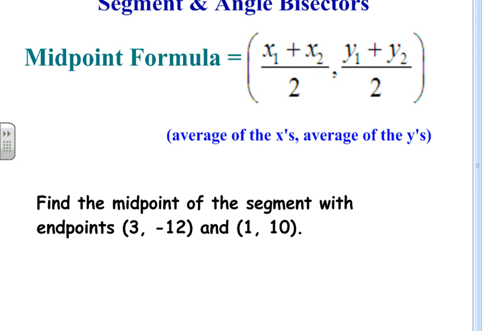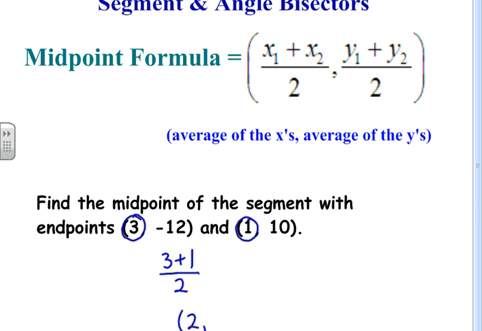So let's do an example together. You might want to hit pause now and see if you can do it on your own, and then come back and check your work. So if we were going to find the midpoint of a segment with these two endpoints, we need to find the average of the x-coordinates. So to find the average of two things, we add them together and divide by 2. So the numerator is 4, divided by 2, so our x-coordinate is 2. And 2 is halfway between 1 and 3.